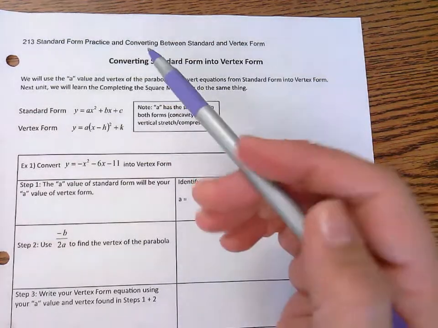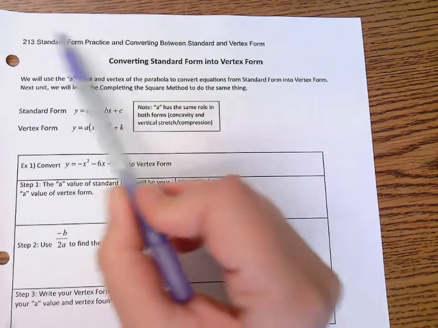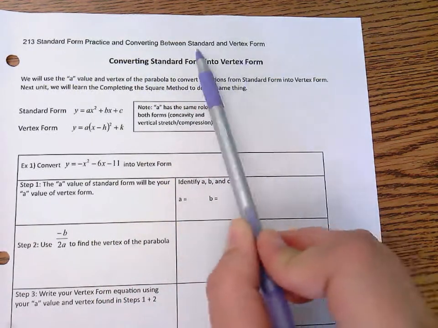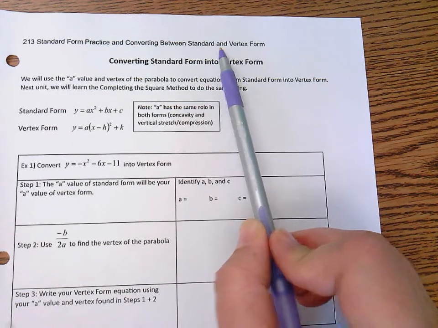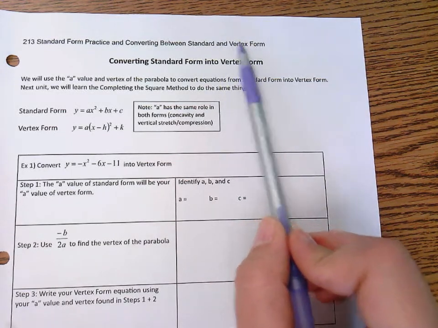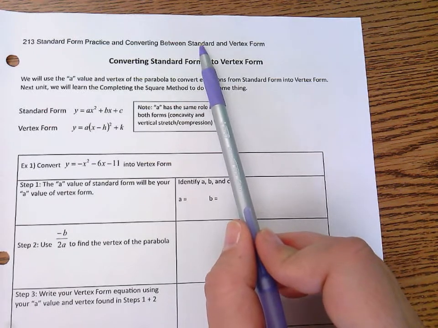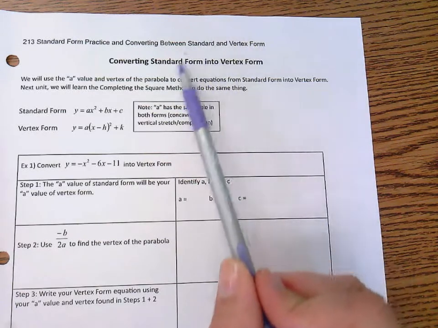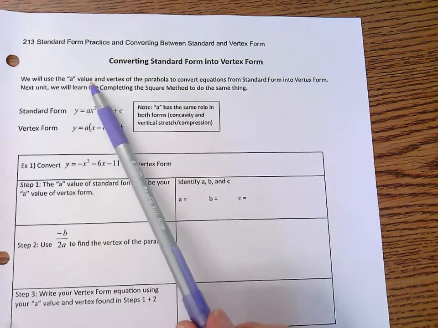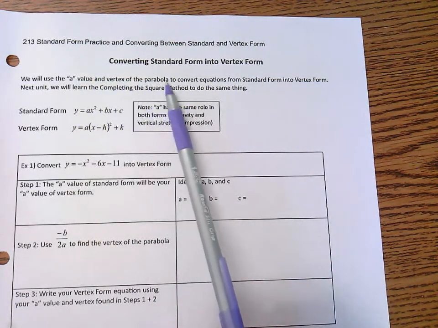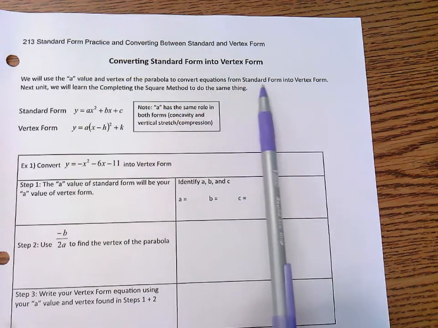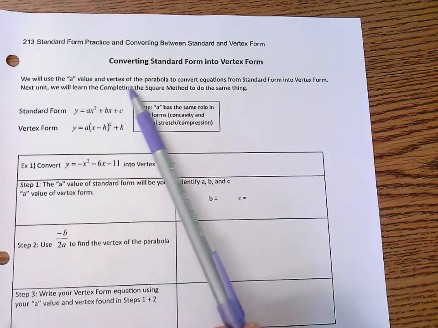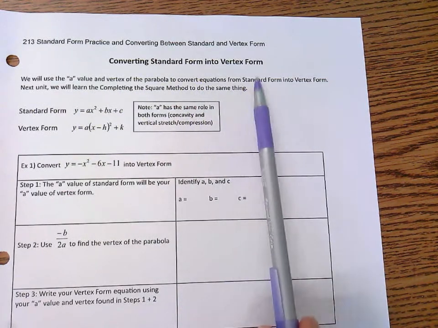So today we're going to look at doing a little bit of practice in standard form graphing and also converting between standard and vertex form. So you've already practiced going from vertex form and FOIL into standard form. Today we're going to start in standard form and see if we can get into vertex form. It says we will use the a value and vertex of the parabola to convert equations from standard form into vertex form. Next unit, we will learn the completing the square method that does the same thing.